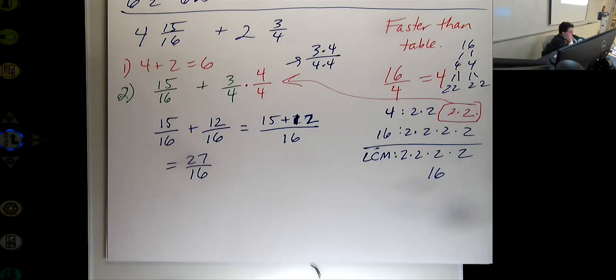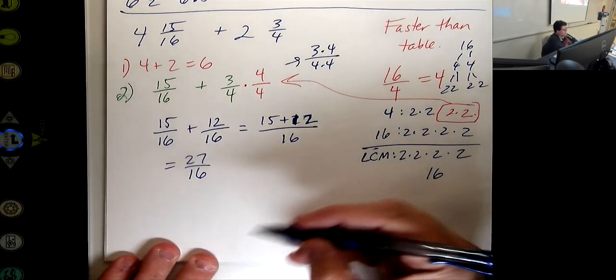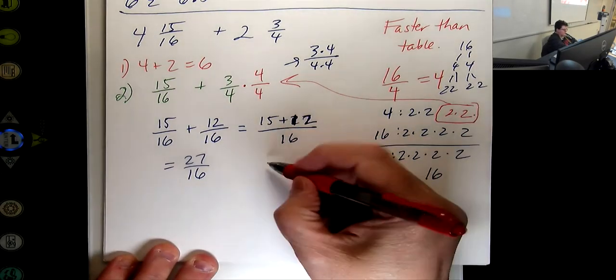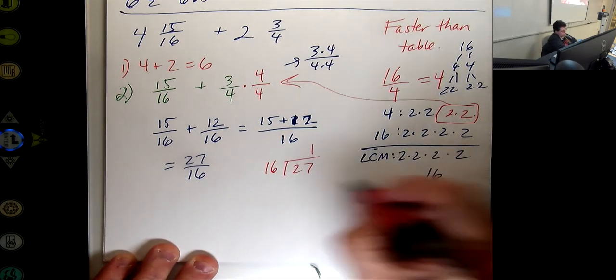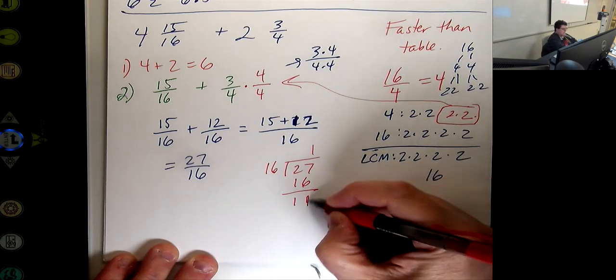Why can I make this smaller? Because the top is larger than the bottom. Nailed it. So, I think of the division thing you were saying. Let's divide the 16 into the 27. It goes in 1 time. I subtract and I get 11 as a remainder.